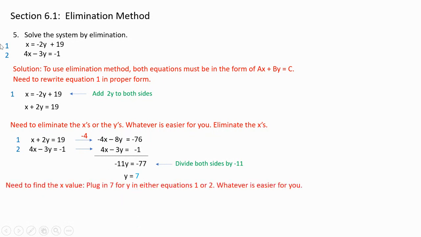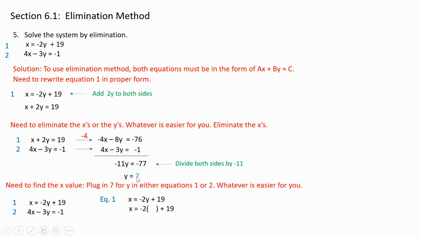Now I need to go back to either equation 1 or 2, and plug in negative 7 for y and solve for x. Whatever is easier for you. In my opinion, it's easier to go to equation 1. Why? Because equation 1 is already isolated, right? We already have the y by itself. So we're going to use equation 1.